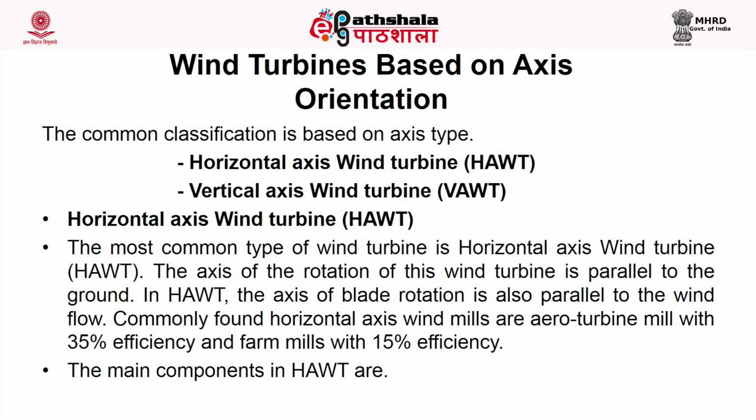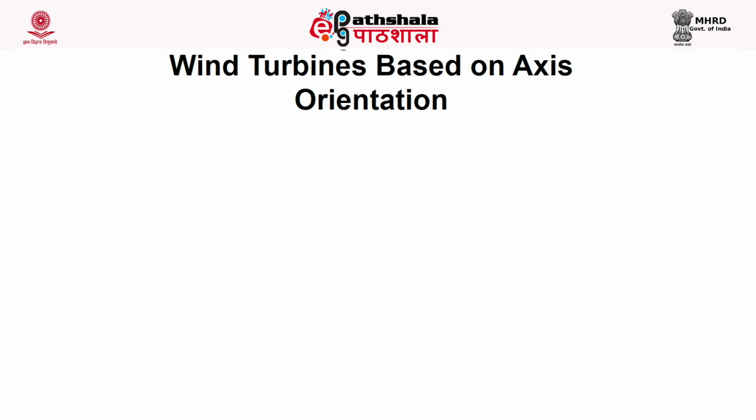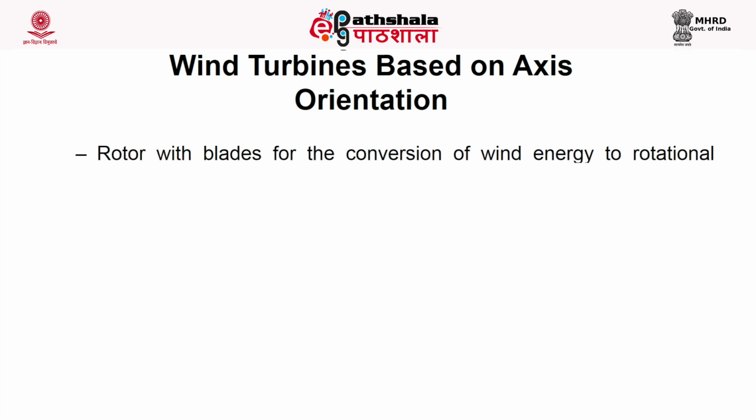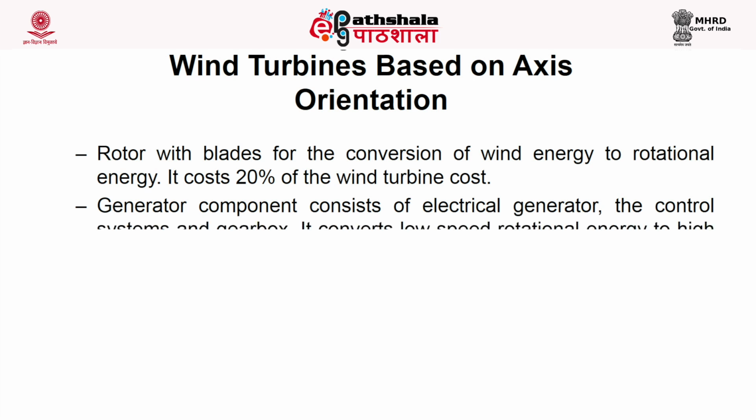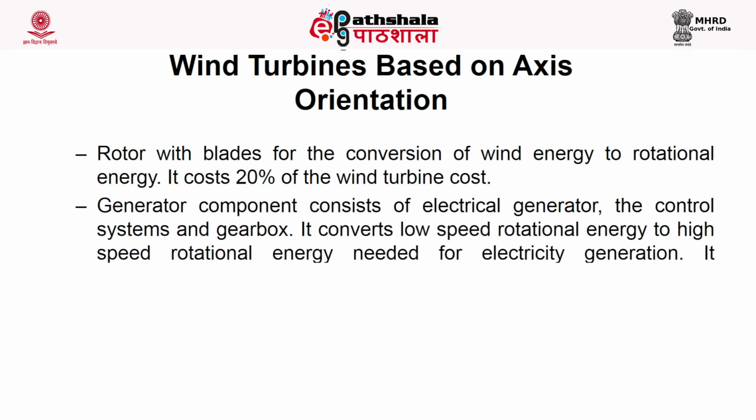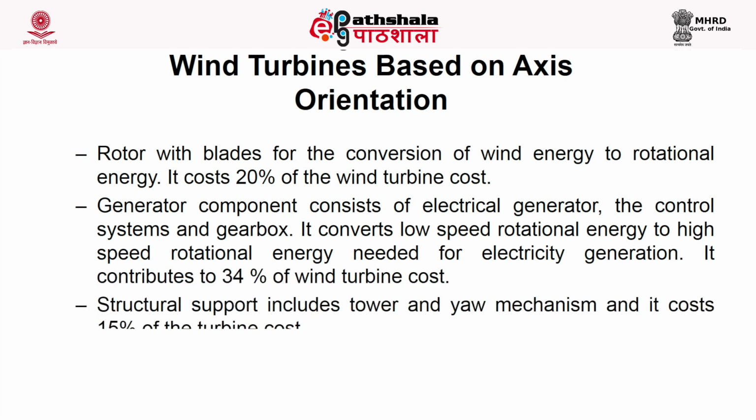Commonly found horizontal axis windmills are the aero turbine mill with 35% efficiency and the farm mill with 15% efficiency. The main components of HAWT are the rotor with blades for the conversion of wind energy to rotational energy, which costs around 20% of the wind turbine cost. The generator component consists of the electrical generator, control systems and the gearbox. It converts low speed rotational energy to high speed rotational energy, which is needed for electricity generation. It contributes 34% of the wind turbine cost. And the structural support includes the tower and yaw mechanism, which cost around 15% of the turbine cost.